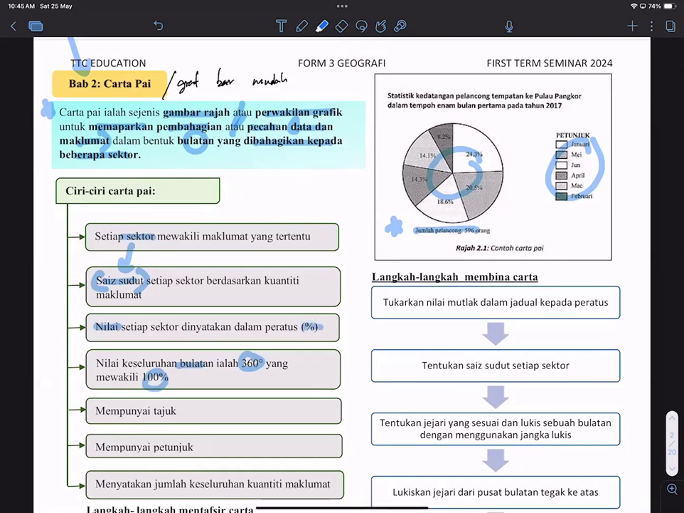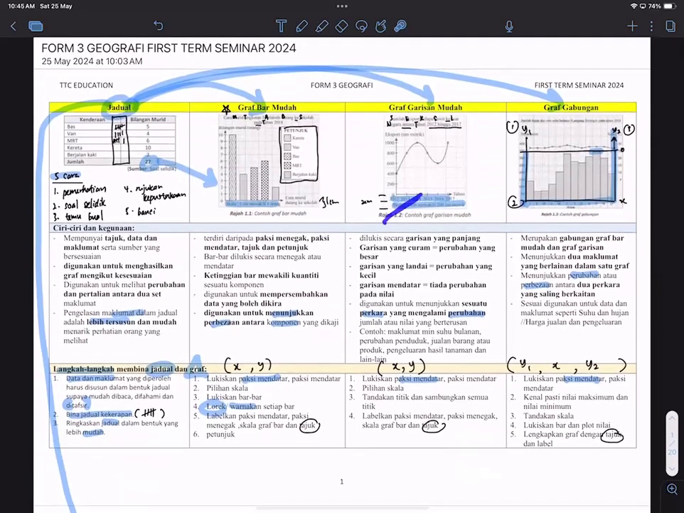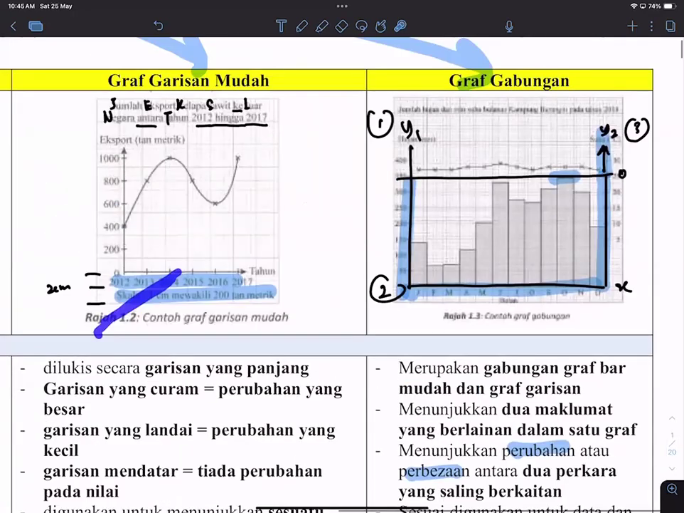Okay. Yeah. So after drawing out the circle, then we only try to prepare the tajuk, petunjuk, and then followed by the jumlah keseluruhan. So this catapai doesn't need the scala. Scala is only for your graph garisan. Yeah. So guys, do we need, I forgot, the graph gabungan? Do we need to prepare the scala?